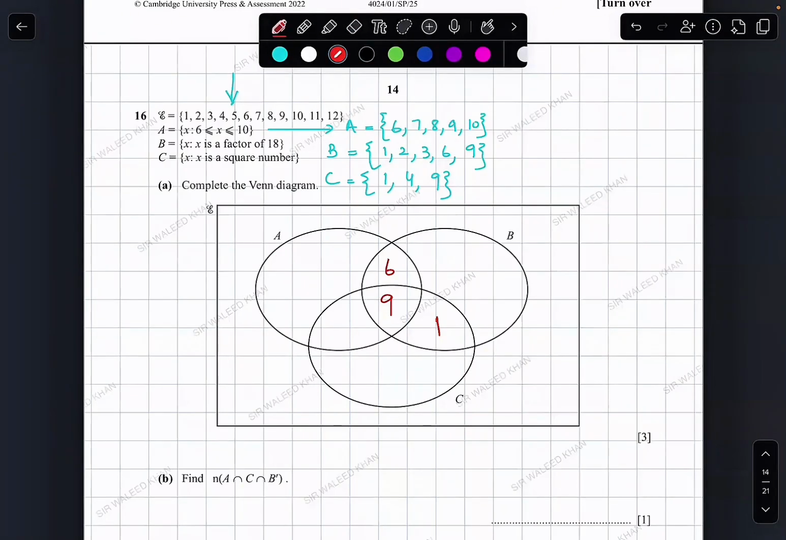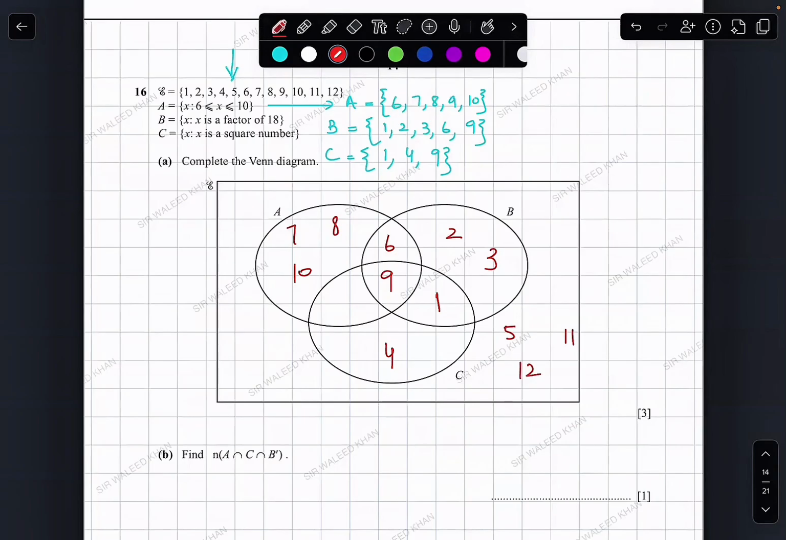So for A, I can see that we have 6 and 9 already mentioned. What are left is 7, 8, and 10. For B, I have 1, 6, and 9 already mentioned. So I will just write 2 and 3. For C, I have 1 and 9 already mentioned. I just have to write a 4. The numbers which are left behind and not part of any of these sets will be outside all these three sets. So we have a 5, we can't see an 11, and we can't see a 12. Okay. You can write it anywhere outside.